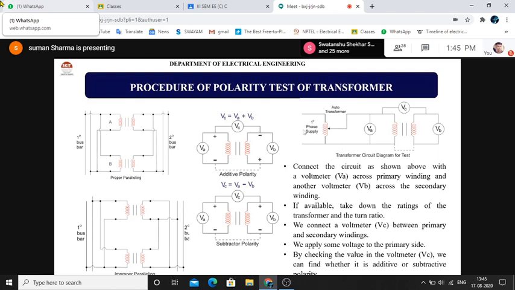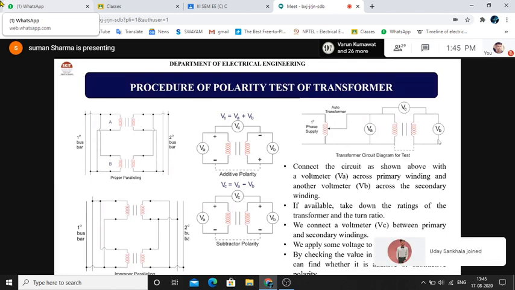You are connecting the single phase supply to the auto transformer. The function of the auto transformer is to give the variable supply from the fixed supply, and the output of the auto transformer is connected to the primary winding. This is a voltmeter across the primary winding and this is a voltmeter across the secondary winding. This is another voltmeter between the primary and secondary winding, and this is the other lead.